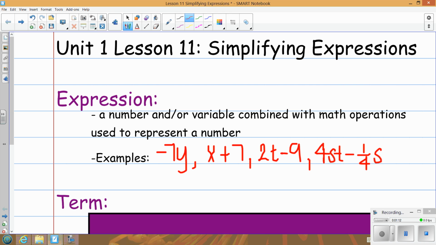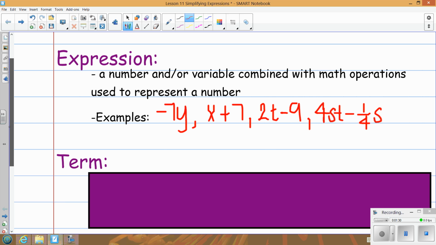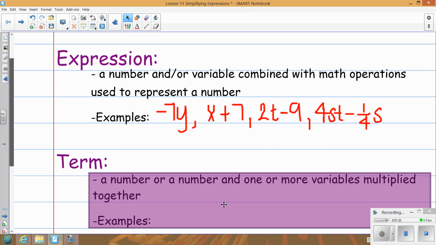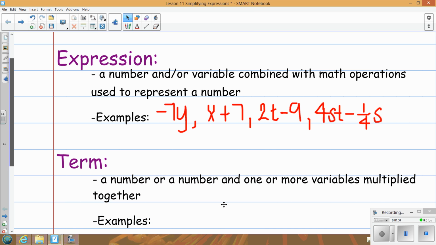So basically, any kind of number or variable combined with adding or subtracting, and then in between each piece here is considered a term. So in between the subtraction symbol or the plus symbol, each of those pieces are terms. So that leads us to our next definition of what a term is. A term is a number or a number and one or more variables multiplied together. So terms do not have adding or subtracting between them. They can only have multiplication as the operation.